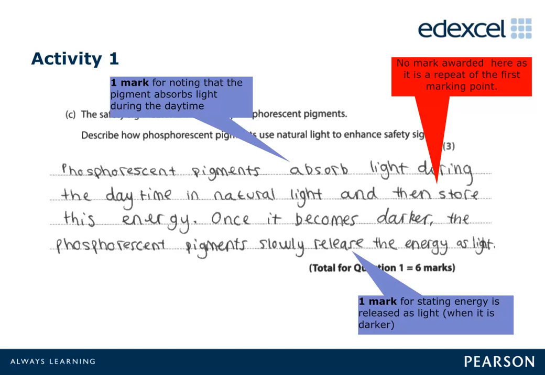In this response, the candidate has stated that pigments absorb light during the daytime. This is awarded 1 mark against the second marking point in the mark scheme. A second mark is then awarded to the candidate for once it becomes darker, the phosphorescent pigments slowly release the energy as light. This is awarded against the third marking point in the mark scheme. No further marks are awarded, as reference to the energy being stored is a repeat of bullet point 2, nor is there a link to the application of the pigments in safety signage, which would be expected to gain the third mark.